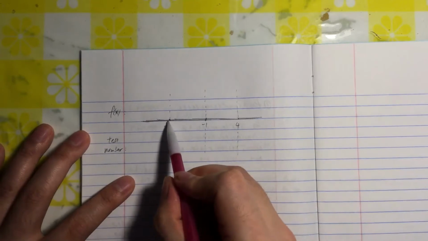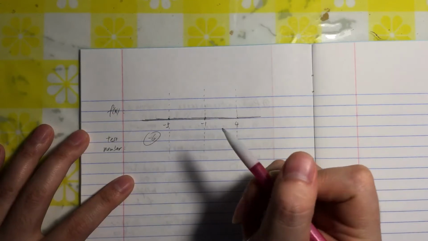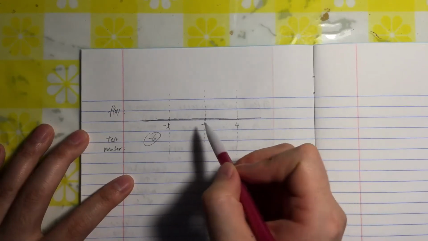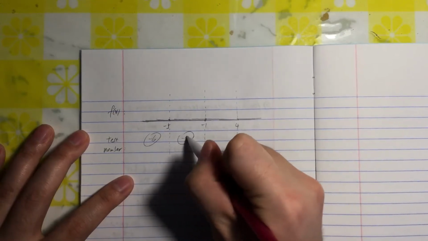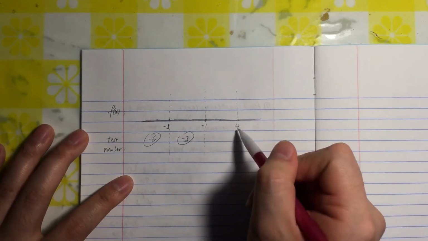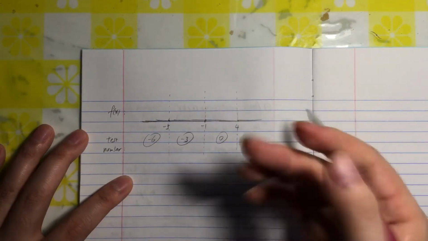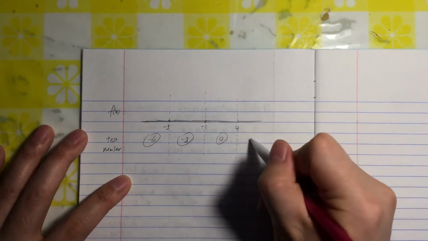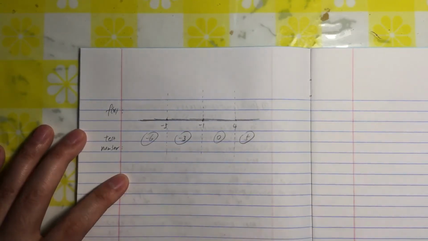First of all, choose a test number less than -5. We can choose -6. Next, choose a test number between -5 and -1. It could be any number in the middle. Let me pick -3. Next, choose a test number between -1 and 4. Let me pick 0 to make it easier. Next, choose a test number more than 4. We can pick 5. Then, plug each test number into function f.